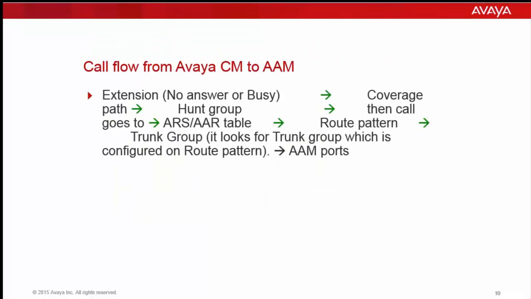Here is a call flow for a voicemail. When a user calls another user, the call first rings on the extension and then covers to the voicemail after a busy or no answer condition. It checks the coverage path and goes to the hunt group. It then goes to the ARS or the AAR table, then to the route pattern and finds a trunk group from there. The call finally lands on the Aura Messaging application server ports. Now the called party greeting is presented to the caller and the caller is able to record a message.